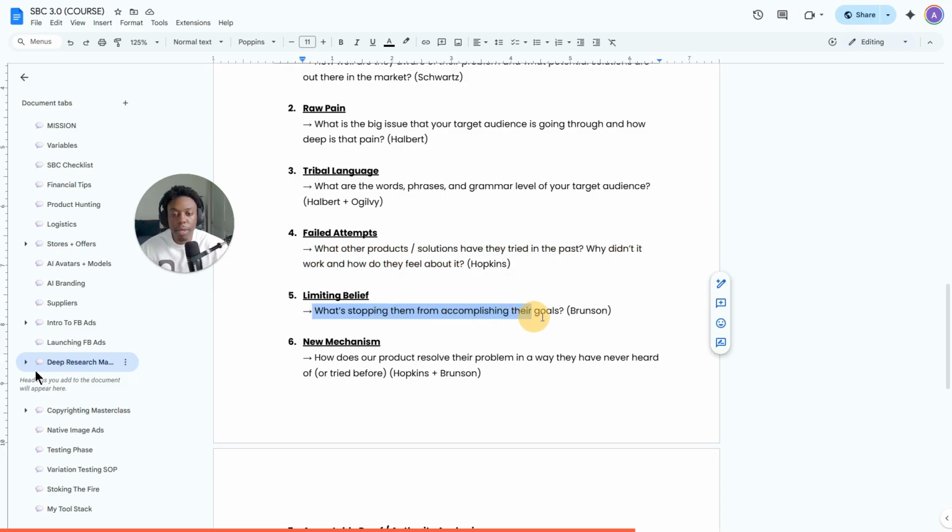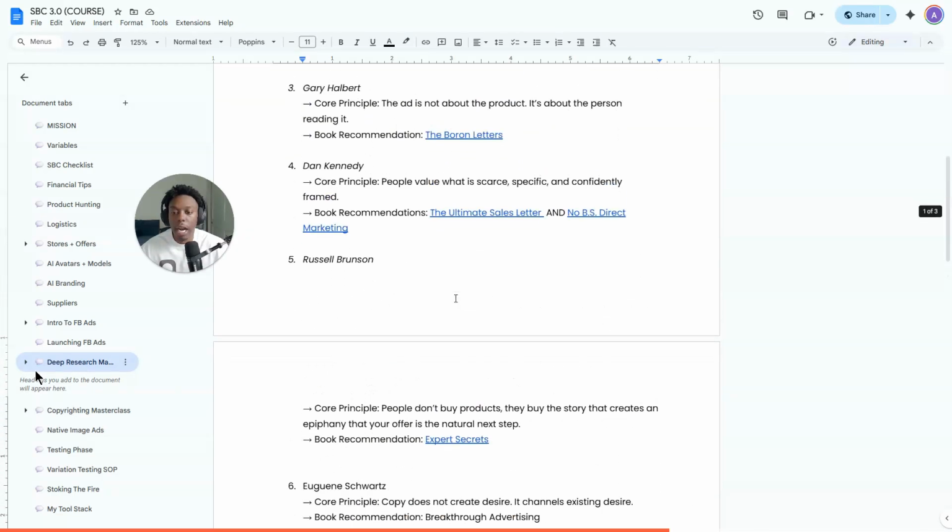Limiting beliefs, what's stopping them from accomplishing their goals? This kind of goes hand in hand, but if I am someone that's dealing with acne scars, and I've tried all these different serums, maybe one of the things that's stopping me from accomplishing my goals is maybe genetics. Maybe I'm just genetically susceptible to having acne scars, pimples, and maybe I'm just doomed. I'm destined for failure. If we can destroy that limiting belief and let them know, no, it's actually not because of your acne, it's actually this other thing that you're dealing with that you can solve with our product, you are going to be well off, right?